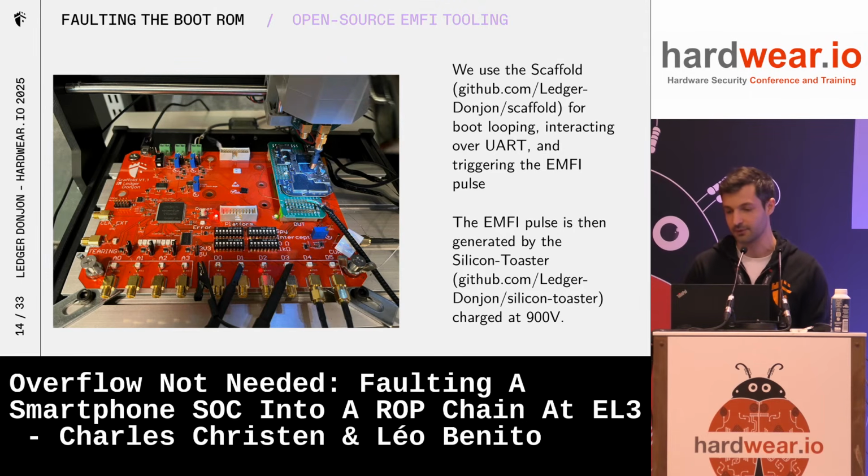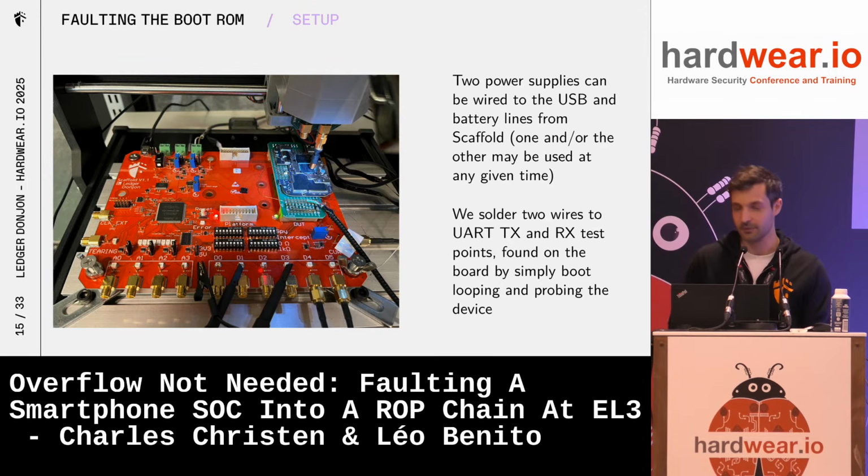It can be used for triggering, for interacting over UART, for powering up the device. In particular for power, we can use two external lab power supplies that can then be wired and switched on and off by the scaffold. And we can wire them to the USB and battery lines of the board that we have our SOC on. And so we can use either or both, depending on the board design at any given time.